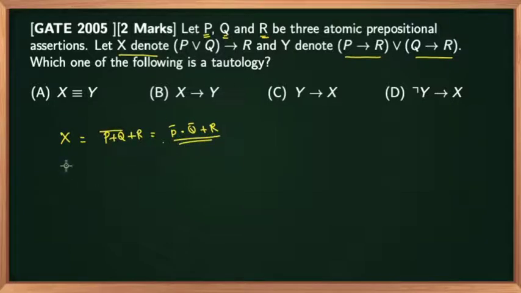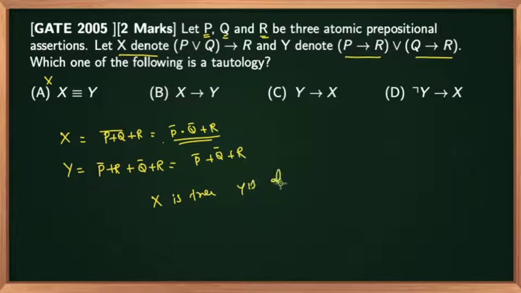Now what is Y? Y is P implies R, that is P bar plus R, plus Q implies R, that is Q bar plus R, right? So that is equal to P bar plus Q bar plus R. Okay, and we know that X is equal to Y. This is wrong. X implies Y. That means if X is true, can we say that Y is always true? That is the question, right?